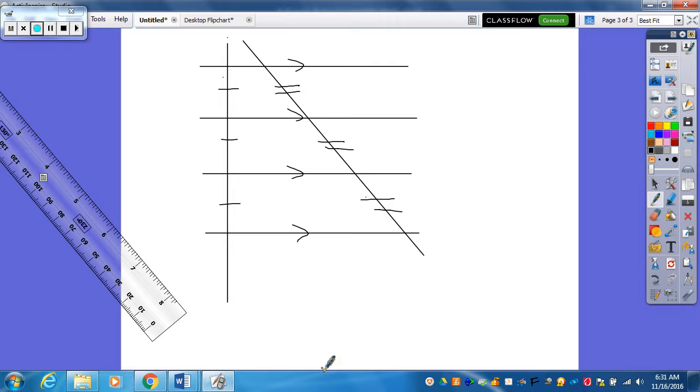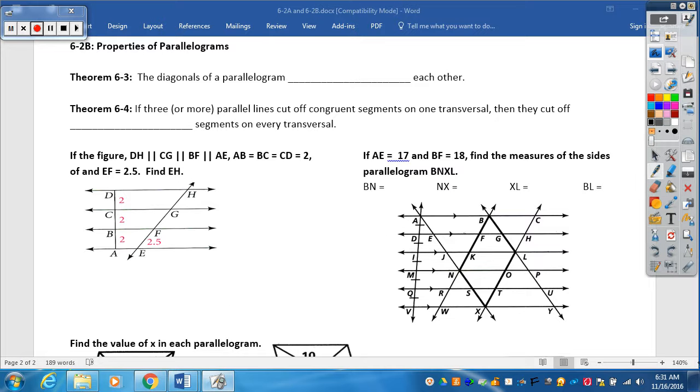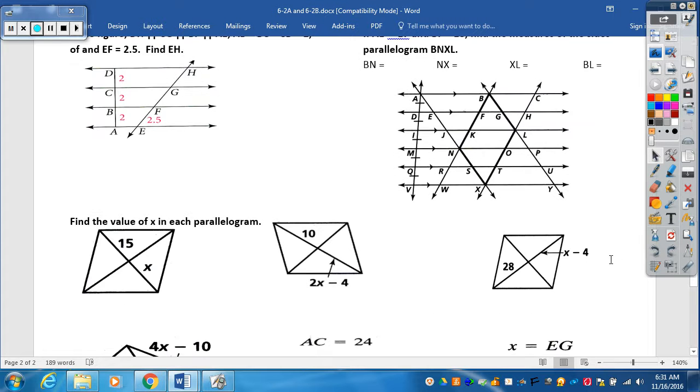Okay? So let's see how this all plays out here. If we take a look back at our notes here, let me go down just a bit here. All right.